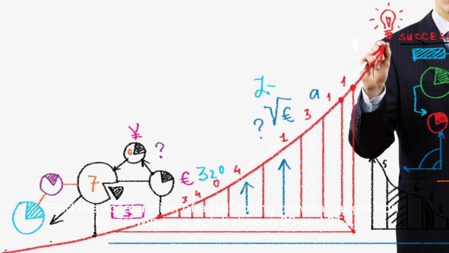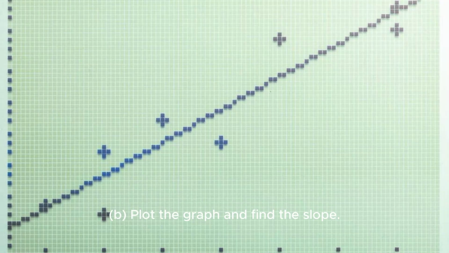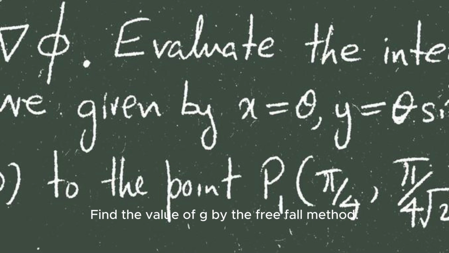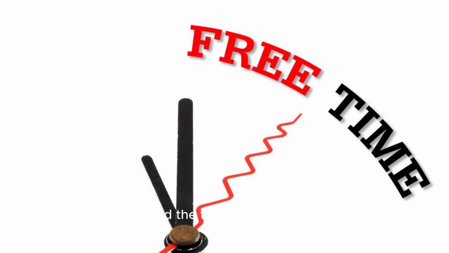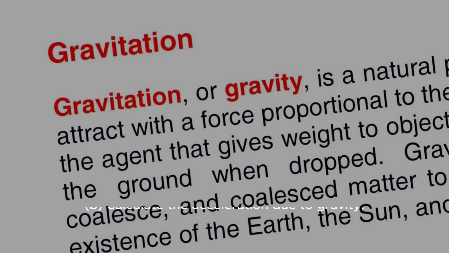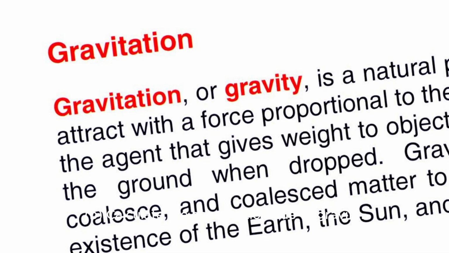Find the acceleration of a ball rolling down an angle iron by drawing a graph between S and T². A. Record the time and distance readings. B. Plot the graph and find the slope. Find the value of g by the free fall method. A. Record the time taken for free fall. B. Calculate the acceleration due to gravity.